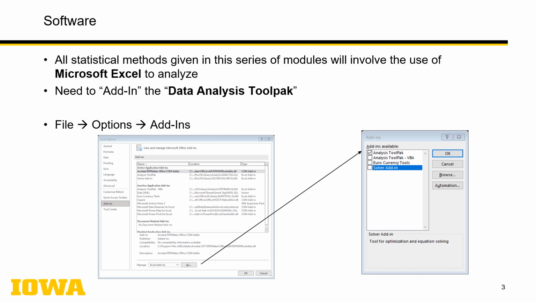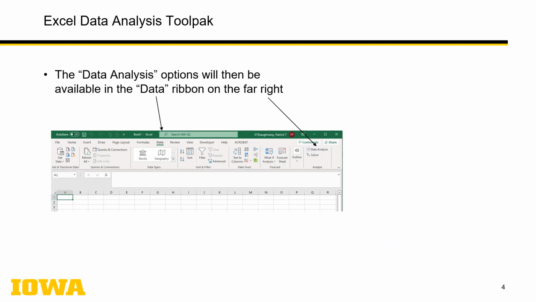Then the question is, where is it loaded in? You'll then go back out into Excel and go to the Data ribbon, and over on the far right you'll see data analysis. That will give you a large set of the statistical software options within Excel.